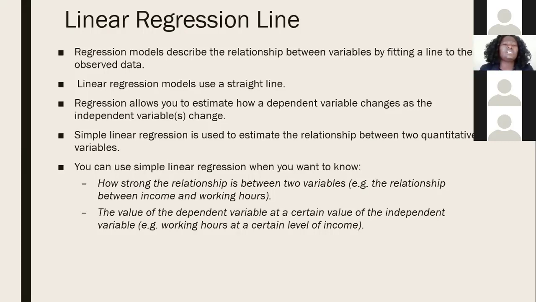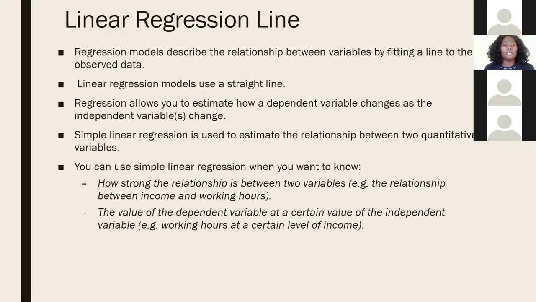But when it is not linear, it doesn't use a straight line. But in this case, let's just concentrate on linear regression. It allows a researcher to estimate how a dependent variable changes if the independent variable changes. So you can estimate how productivity changes as salary changes. We use what is called simple linear regression to estimate the relationship between two quantitative variables.